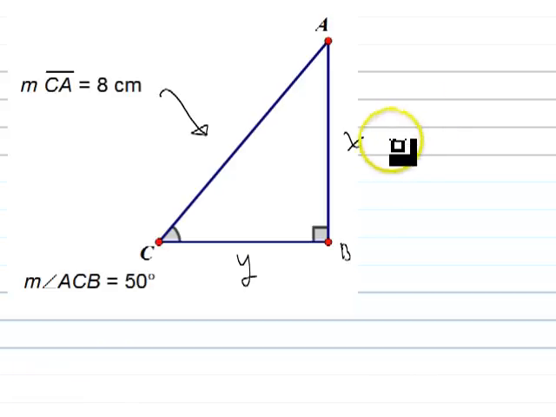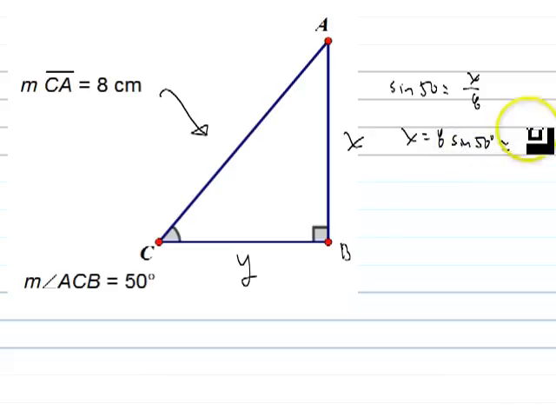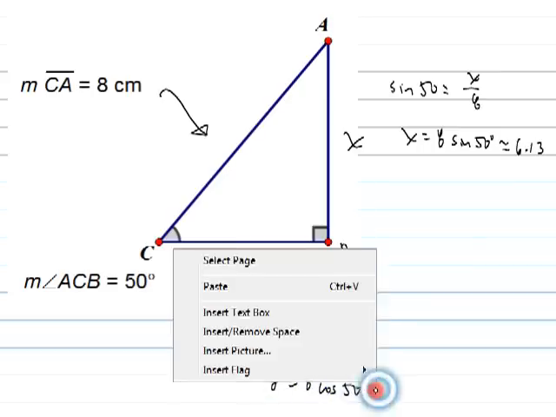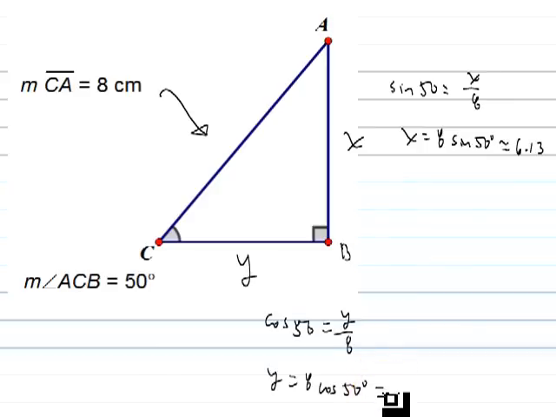So for the x value, you do the equation sine 50 equals x over 8, or x equals 8 sine 50, which is approximately 6.13. Whereas to get the y value, we would use cosine 50 equals y over 8, or y equals 8 cosine 50, and 8 cosine 50 is approximately 5.14. Well, we'll be using this in doing problem number 1 the long way, then we'll get a shortcut for it.